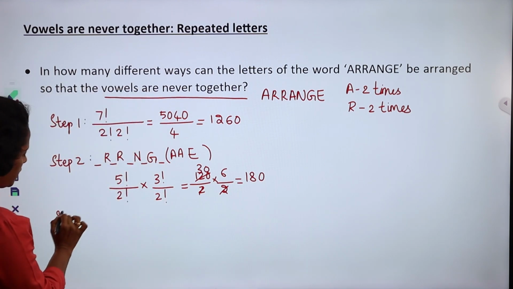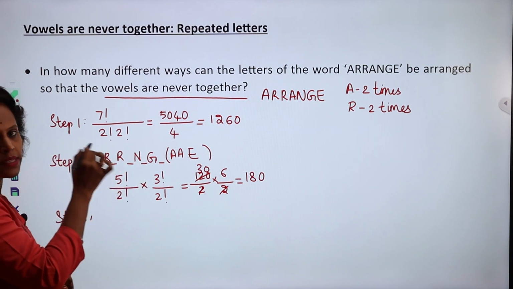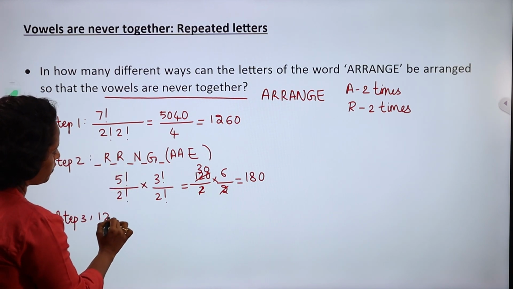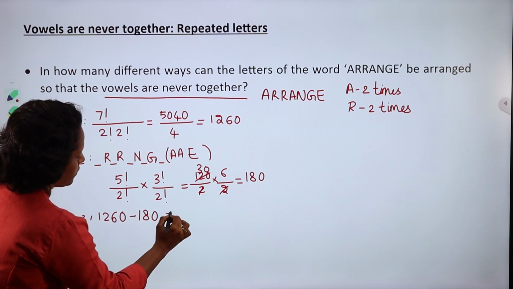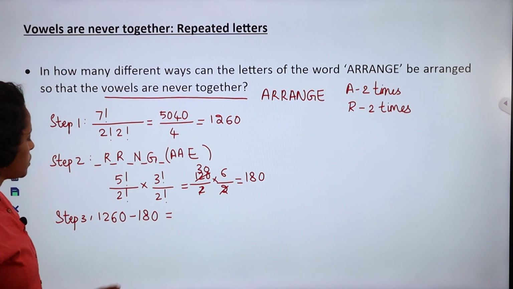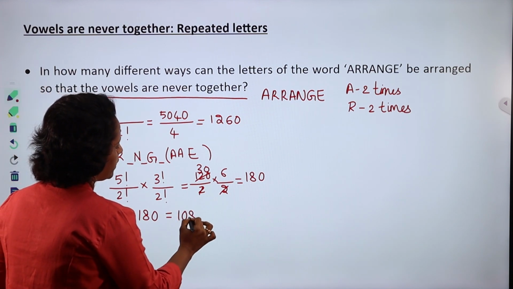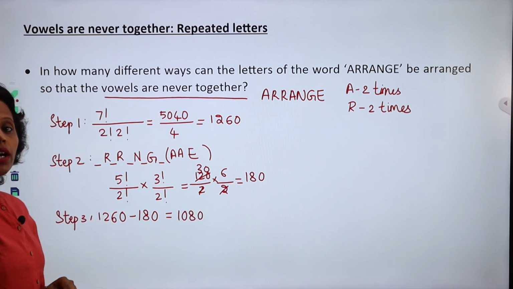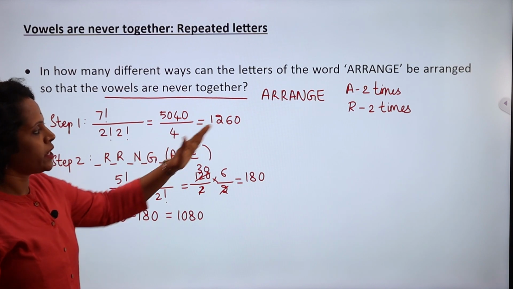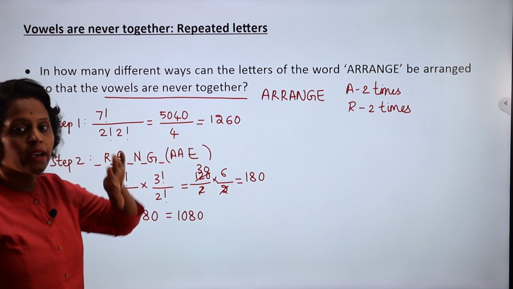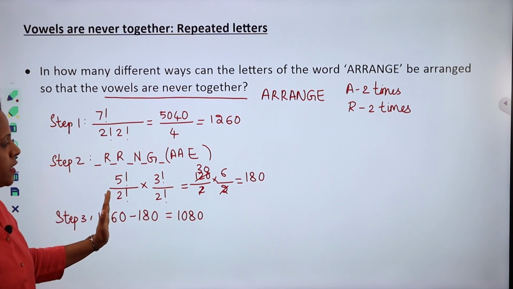Now, our step 3. Subtract step 2 from step 1. So, that will be 1260 minus 180. 1260 minus 200 is 1060, plus 20, 1080. So 1080 words can be formed in which the vowels are never together. Just be careful here because the letters are repeated. We get the denominator. Step 3 is step 1 minus step 2.